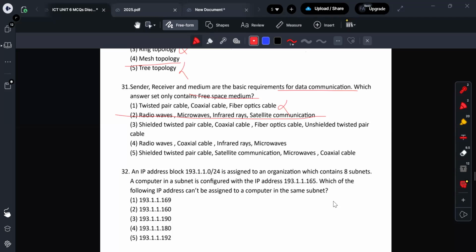Shielded twisted pair, coaxial, these are also wired, right? And then radio waves, infrared waves, microwaves, and coaxial. So this is a mix of both unguided and guided media. The last one also is a mix of both. So they asked only free space medium. The answer is the second one.